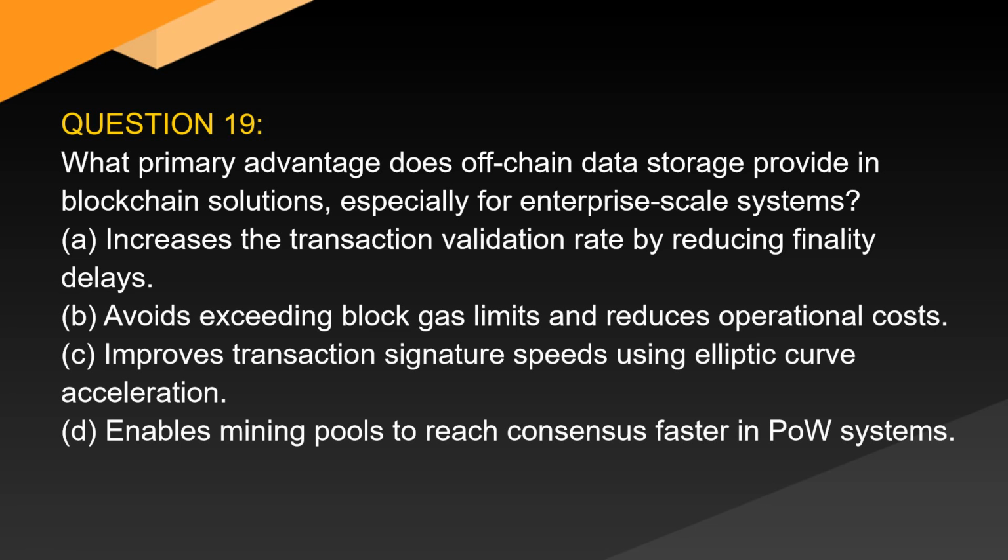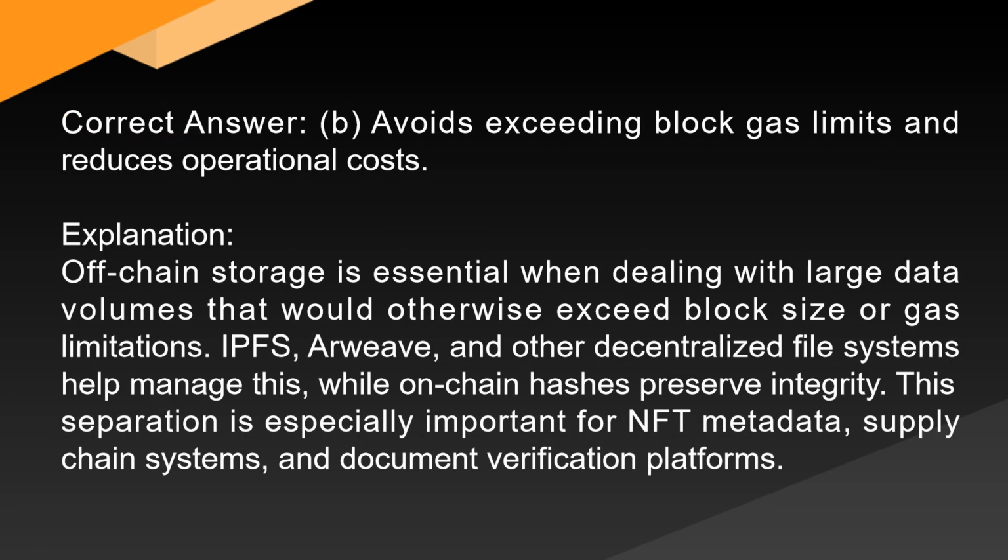Question 19. What primary advantage does off-chain data storage provide in blockchain solutions, especially for enterprise-scale systems? A. Increases the transaction validation rate by reducing finality delays. B. Avoids exceeding block gas limits and reduces operational costs. C. Improves transaction signature speeds using elliptic curve acceleration. D. Enables mining pools to reach consensus faster in POW systems. Correct answer. B. Avoids exceeding block gas limits and reduces operational costs.